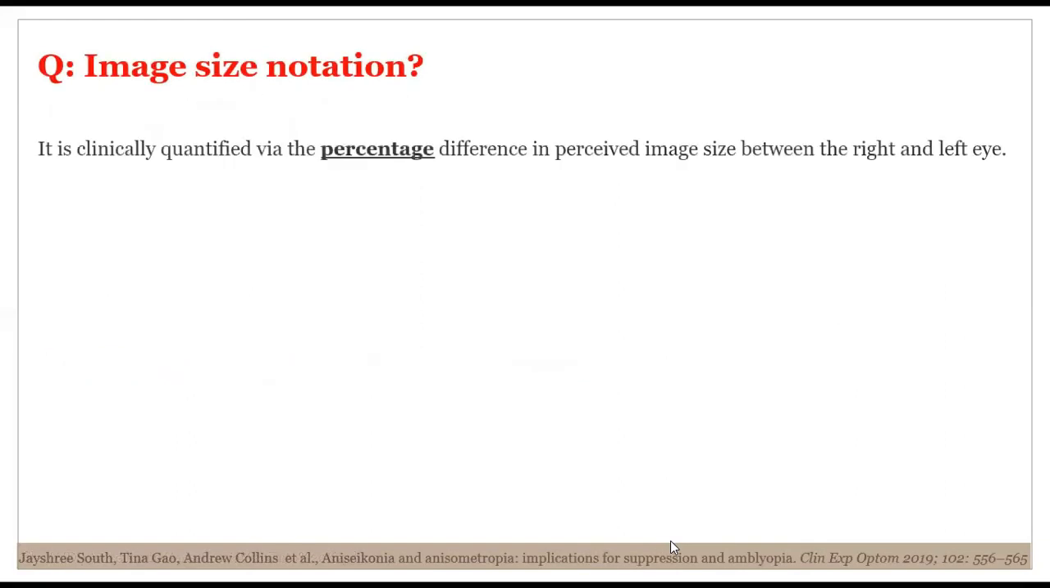And what is image size notation here? When we document the amount of aniseikonia, we document it in the form of percentage. So the percentage difference in the perceived image size between the right and left eye. So we have like aniseikonia 2%, 4%, and so on. And we will cover this point later on in the next parts.